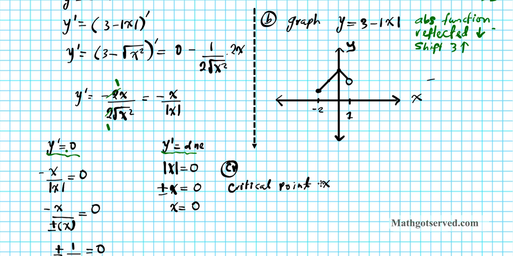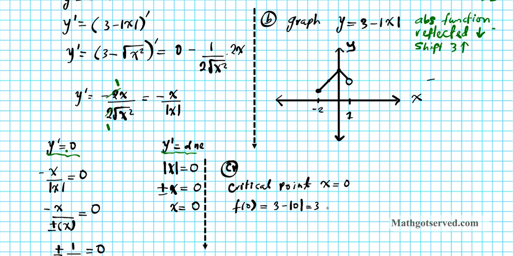x equals 0. Okay, so for this one, we're going to evaluate f of 0, which is equal to 3 minus the absolute value of 0. We're going to plug this value into the original function to see the output. So if we work this out, we're going to get simply 3. Okay, so this point right here, that's the value that we're dealing with.